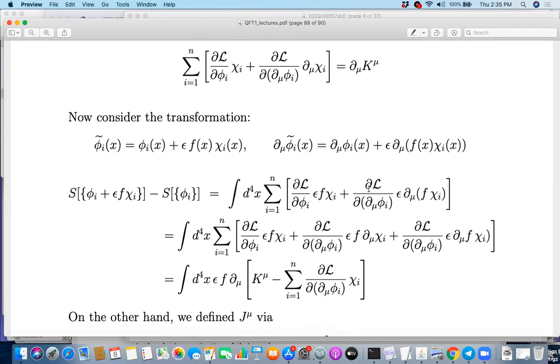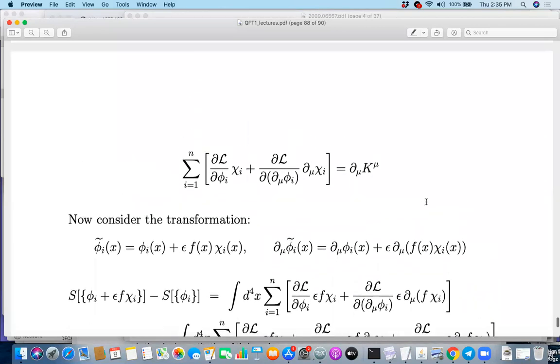Then you have to see how much is the change induced by del mu phi I. So that will be del L del of del mu phi I times the change in del mu phi I. But what is the change in del mu phi I? It is this one, right? Because if phi I changes by this, del mu phi I changes by this. And that's what you have written here: epsilon, of course, the constant, so epsilon times del mu of f times chi I. Is this step clear to everybody?